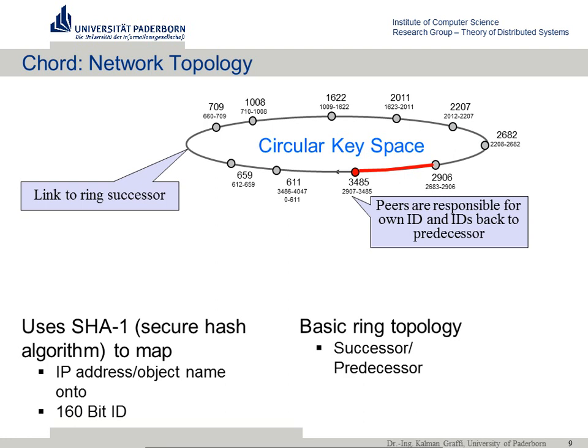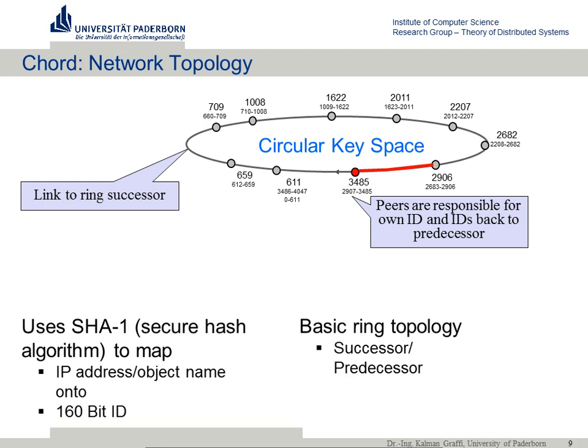And here you can already do some routing. If you are interested in a specific object, for example with the ID 1000, then you could route around the ring until you find it. Of course, this is very slow. It requires on average O(n) steps.